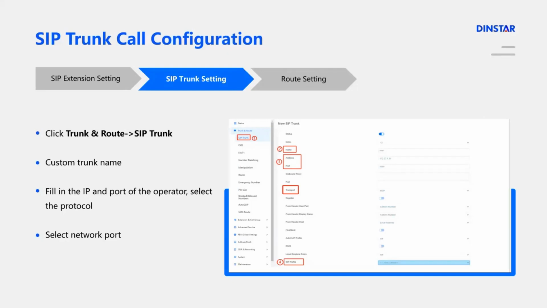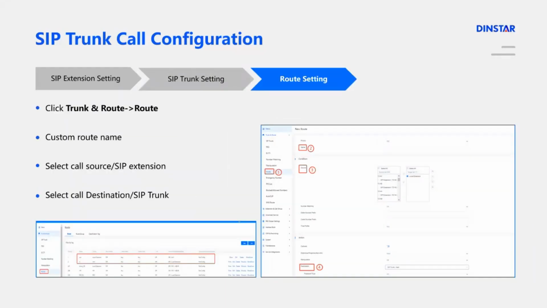And the last, we have to configure the call route. Then we go to the call route page and select the call source and the destination. Then this internal extension can make and receive calls through the trunk. Yeah, let's check it.